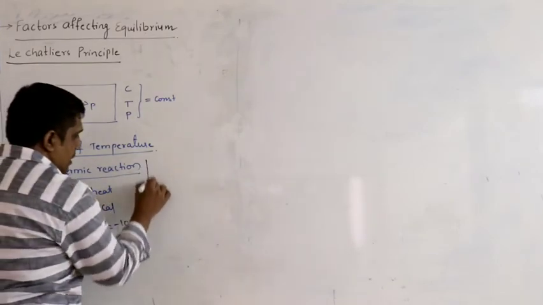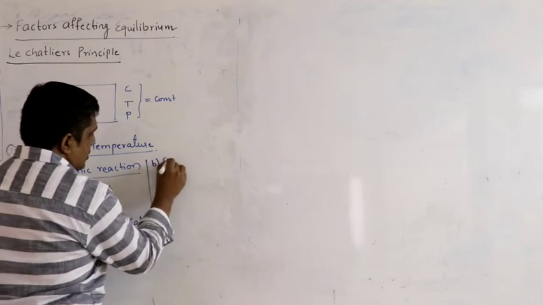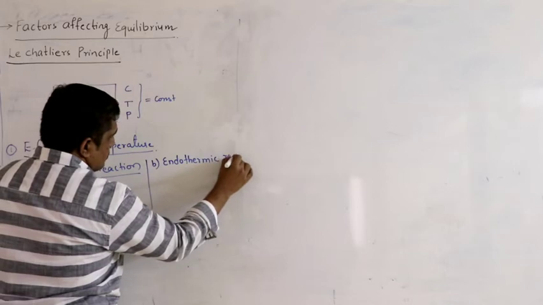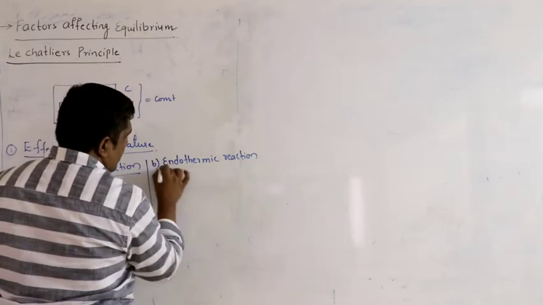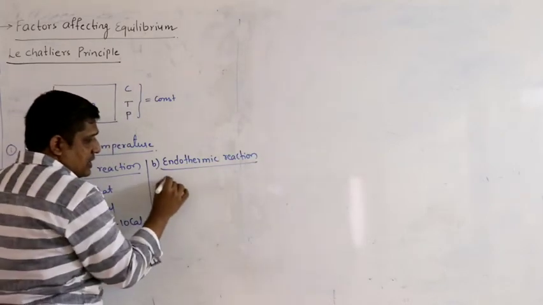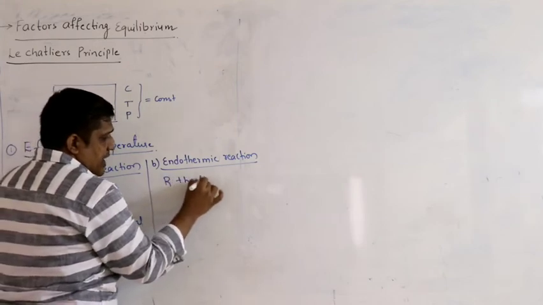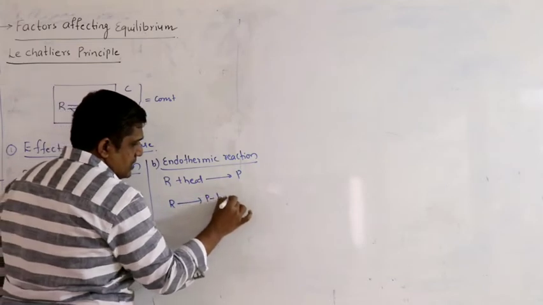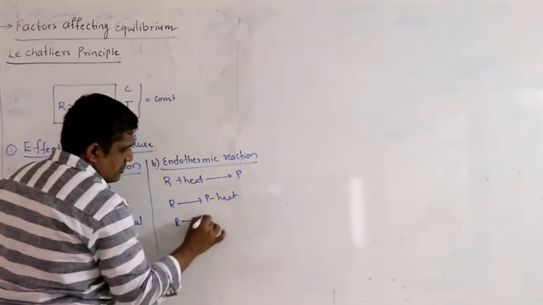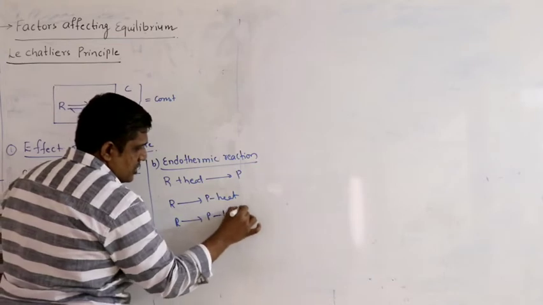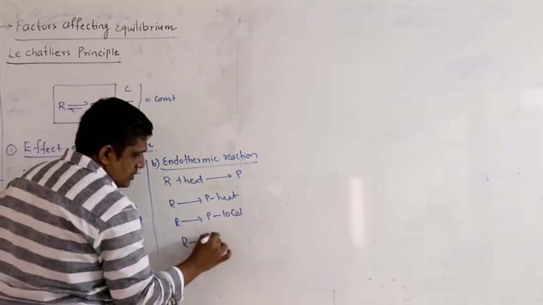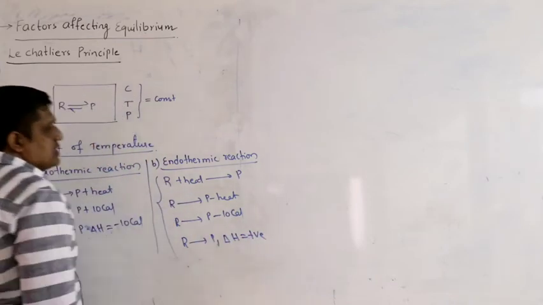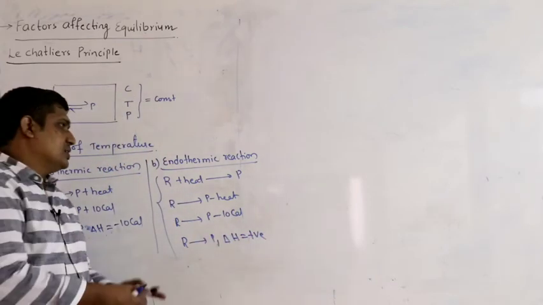Next, endothermic reactions. A reaction which takes place with absorption of heat. So, reactants are heated to give products, or reactant gives products minus heat. Say heat of some 10 calories is supplied, or you can write delta H is positive. All these represent the same thing, that is an endothermic reaction.